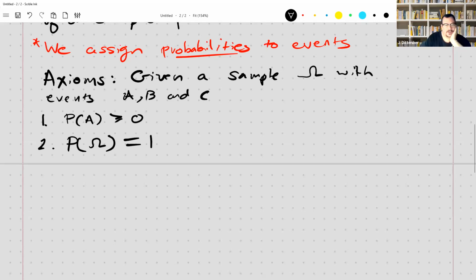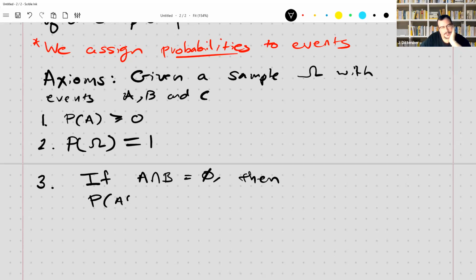And then the third: if the intersection of two events is empty, okay, then we have what's called the additivity rule. The probability of A or B is equal to the sum of their probabilities.